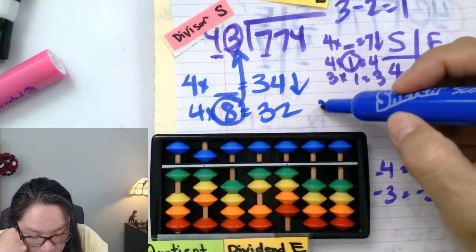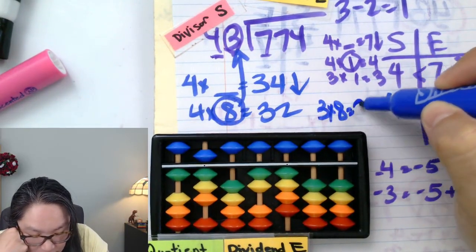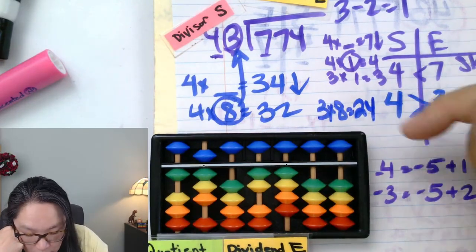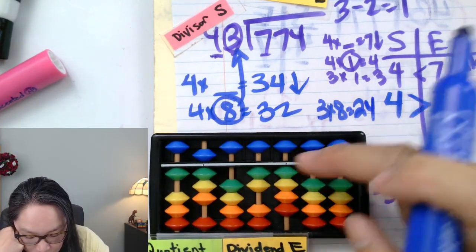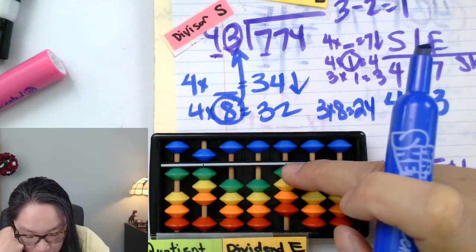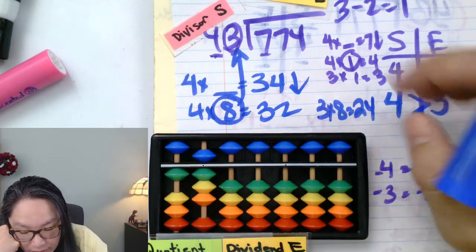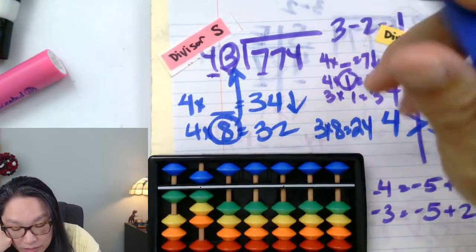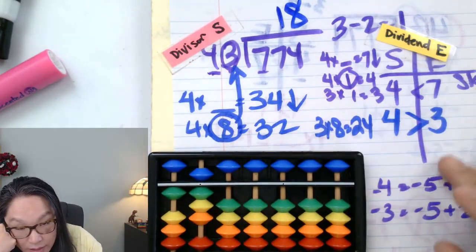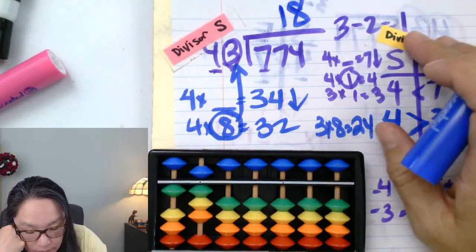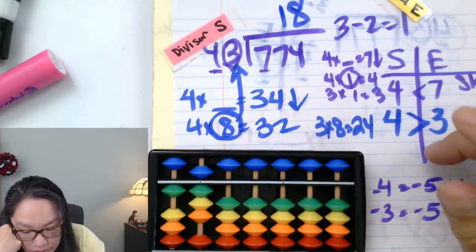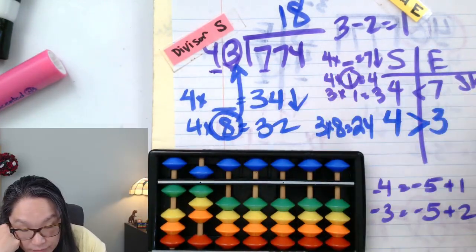3 times 8 is 24. Do I have enough? I sure do. Take away 20, take away 4. So my final answer is 18. 18. So that's how we do 2-digit division.